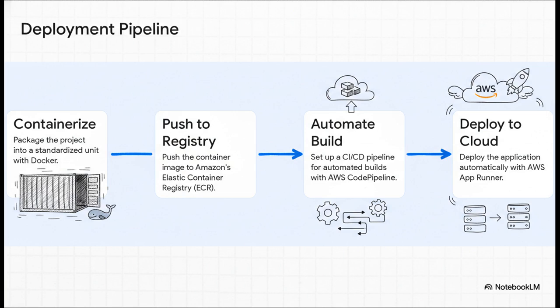From there, an automated assembly line takes over, building and testing your code, and then finally deploying it to a service like AWS App Runner, which handles all the complicated service stuff for you.